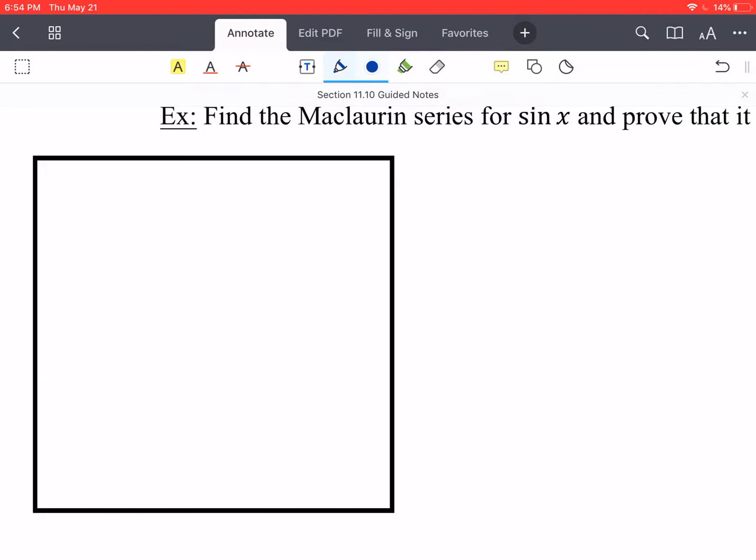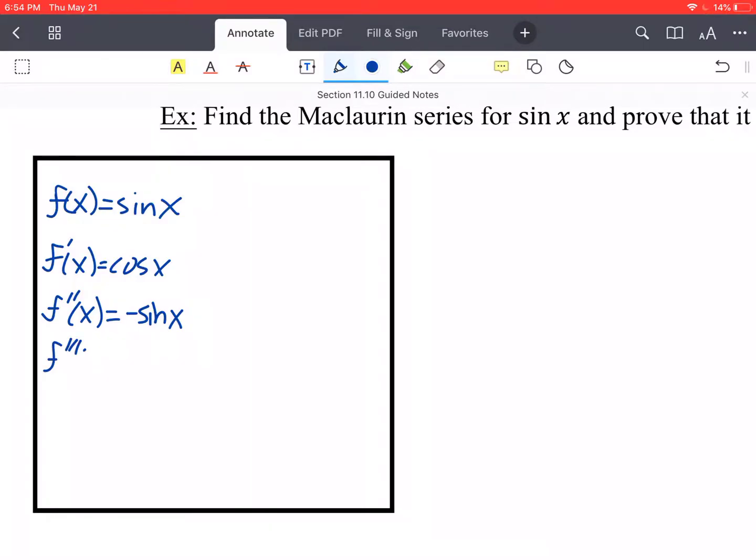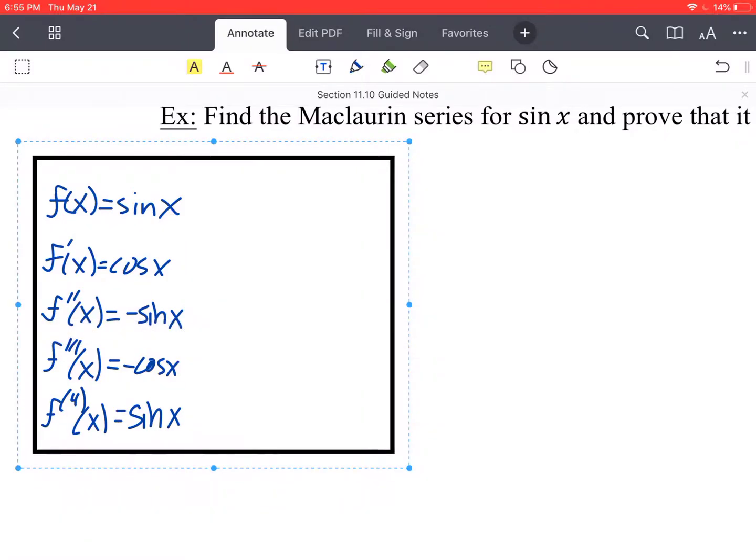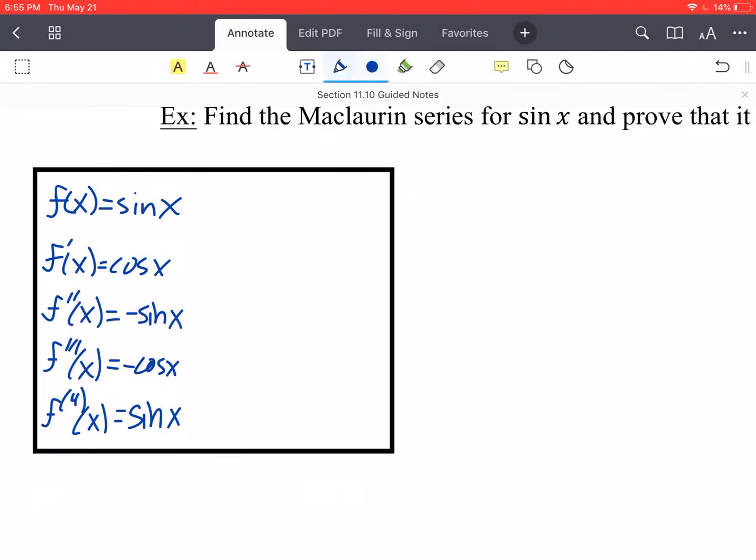So we have our function in question. That's sine of x. The derivative is cosine of x. The second derivative, which is the derivative of cosine, is negative sine of x. The third derivative is negative cosine of x. And the fourth derivative brings us back to sine of x. This has a recursive relationship where they keep repeating every 4. Every 4 derivatives we get back to what we started with.